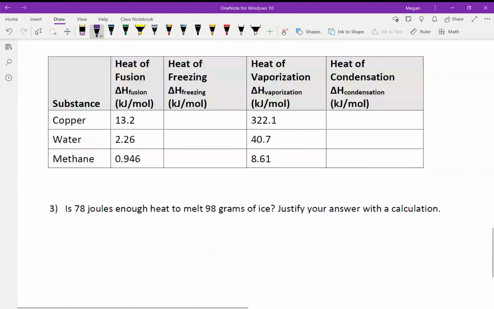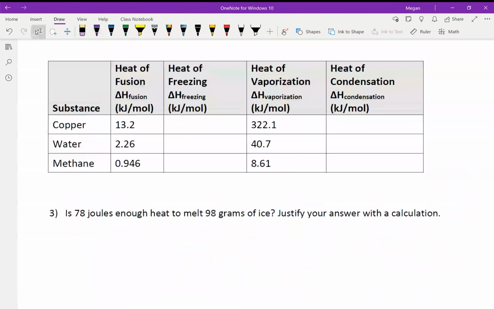All right, let's try another one. The question reads, is 78 joules enough heat to melt 98 grams of ice? Justify your answer with a calculation. So now we're talking about ice. We're switching over to water. And our start value is 98 grams. This is a unique question. It's really 2 questions in one.